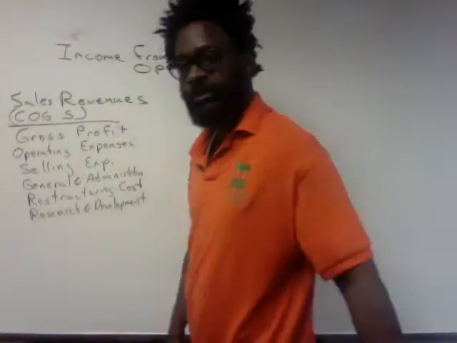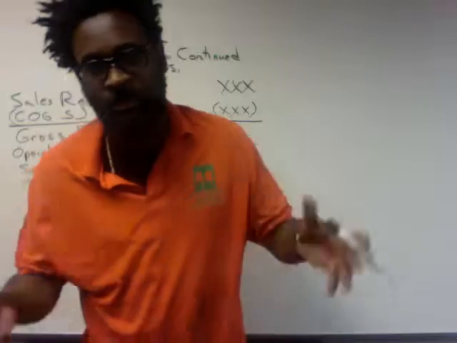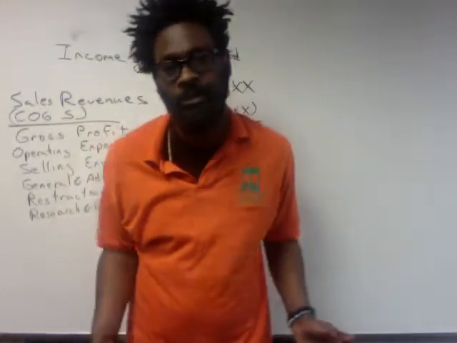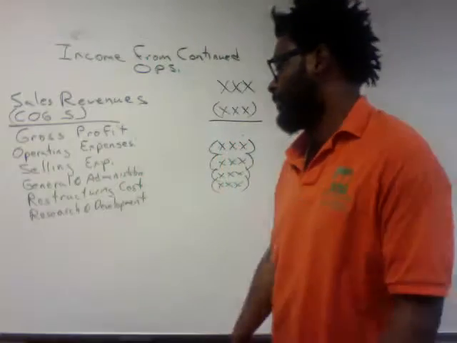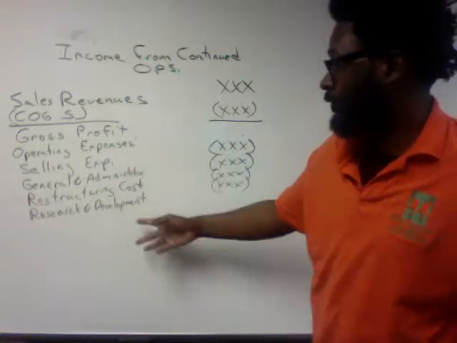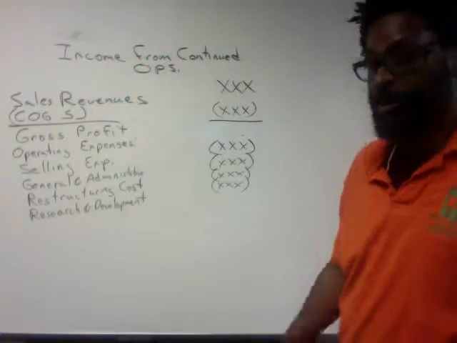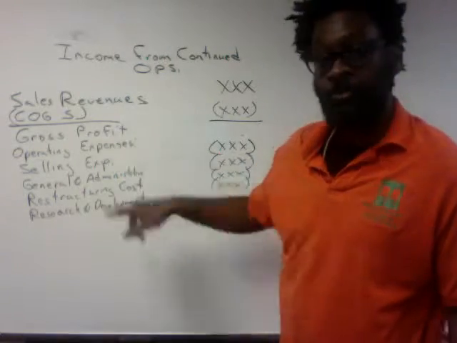Research and development, of course, that's the scientific approach, is how they come up with the design for the product, any kind of R&D that's related to it. It's considered an operating expense as well. So these are the 4 operating expenses that you must be aware of that need to come out of gross profit.